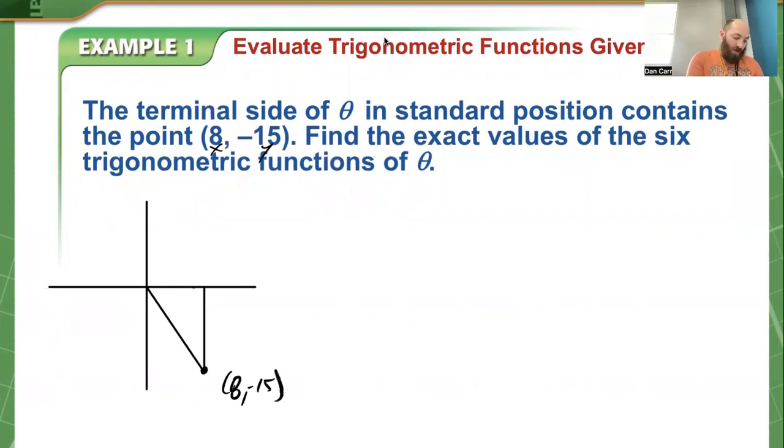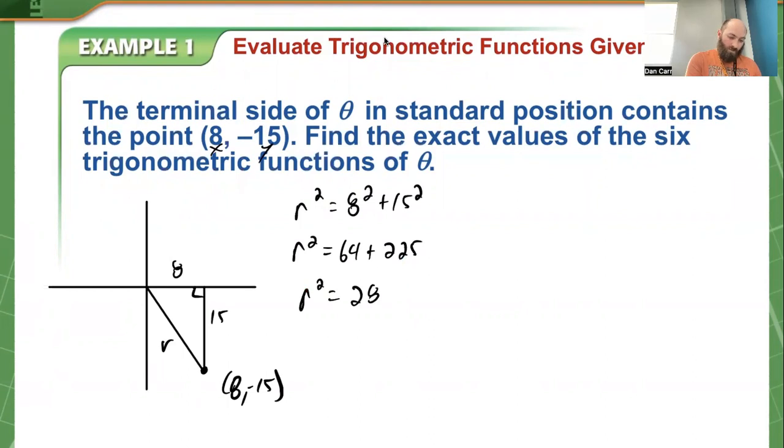In terms of drawing that triangle in, that means that's an 8 and that's a 15. The thing I'm missing is the radius. So I'm going to do that as r squared is equal to 8 squared plus 15 squared. That's 64 plus 225. That's going to be 289. And then when I square root that, I get r is 17. Okay, so my radius in this case is 17.